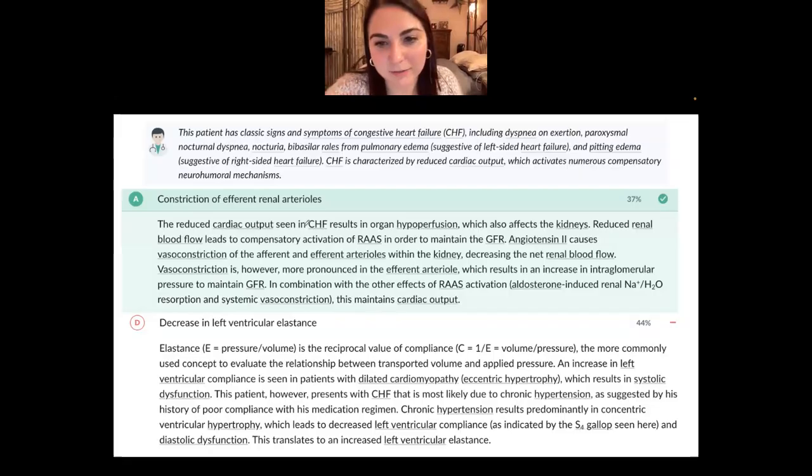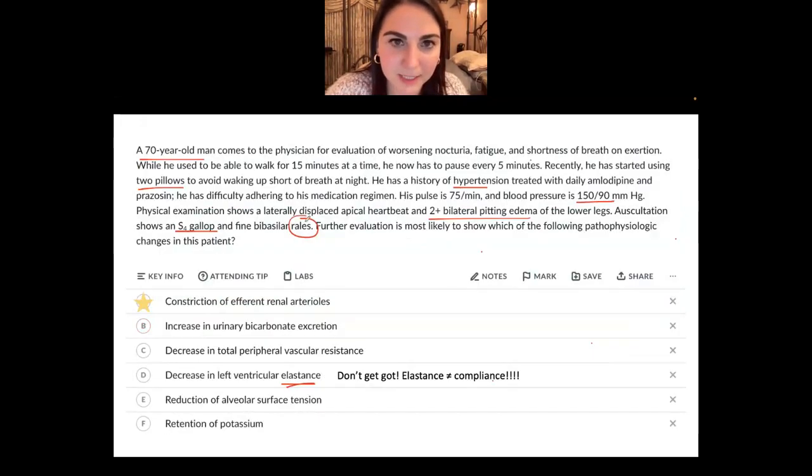And I know this is a lot of words on this slide, but I like reading the little doctor thing here. So classic signs and symptoms of CHF: dyspnea, other stuff we've talked about, basilar rales, pulmonary edema, left-sided heart failure, pitting edema, right-sided heart failure. So CHF is characterized by reduced cardiac output, which activates numerous compensatory neurohumoral mechanisms. Consider compensation too.